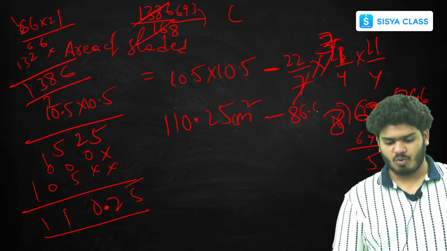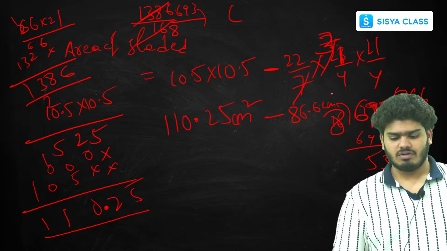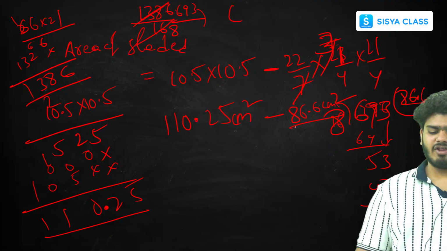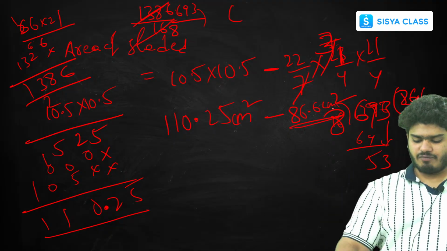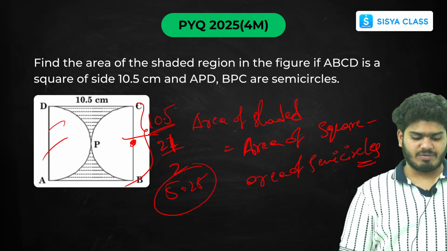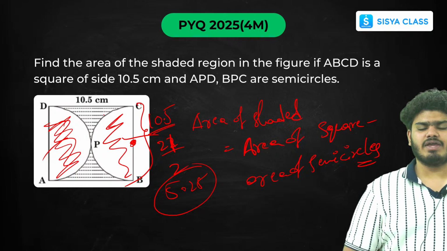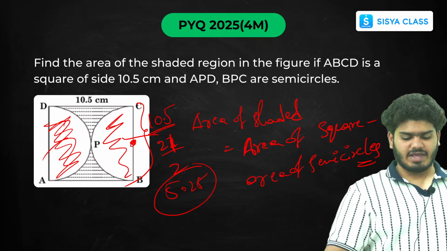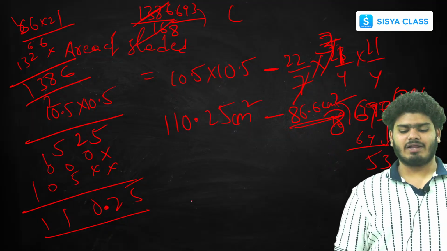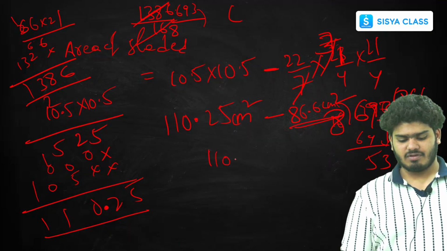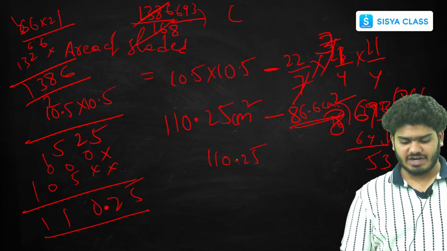So 86.6 centimeter square. So this will be the area of the two semicircles, right? So the area of the two semicircles will be 86.6. What is the area of the square? 110.25. If you subtract this, you will be getting the area of this shaded region. I hope it's clear, right?